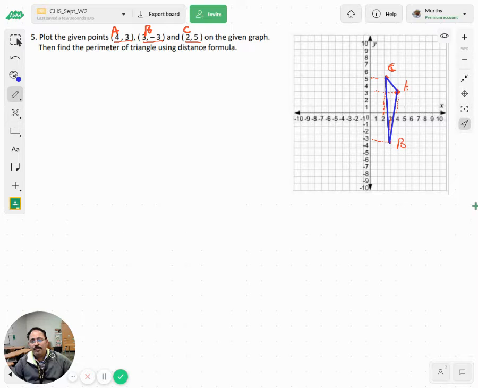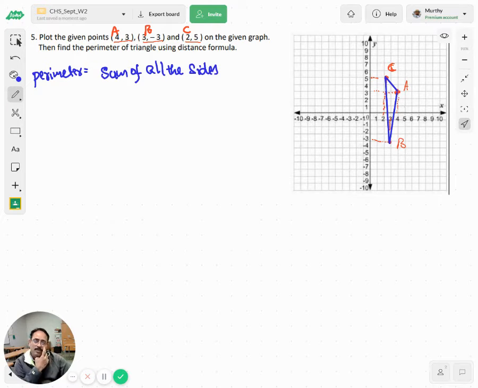So, you know the perimeter formula: that's the total length of the boundary line, or I can say the sum of all these sides. In this triangle, we have three sides AB, BC, and AC. So I have to add the lengths of AB, BC, and AC in order to get the perimeter.